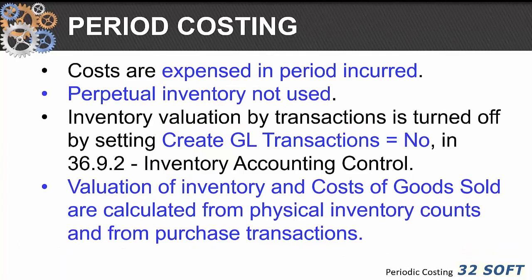Period costing, another option, where costs are expensed in the period incurred. So the perpetual record is not used. However, we who use MRP know that the perpetual record, the continuously updated quantity on hand, is very important to us. So we have to maintain that from a supply operations point of view. But from a costing point of view, perpetual inventory is not used. We do that by setting the GL transactions to no in the 36.9.2, which we looked at in February. So the valuation of inventory and cost of goods sold are calculated based on the physical inventory counts and from purchase order receipts.